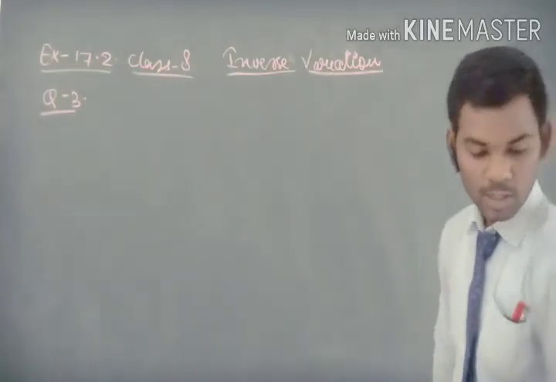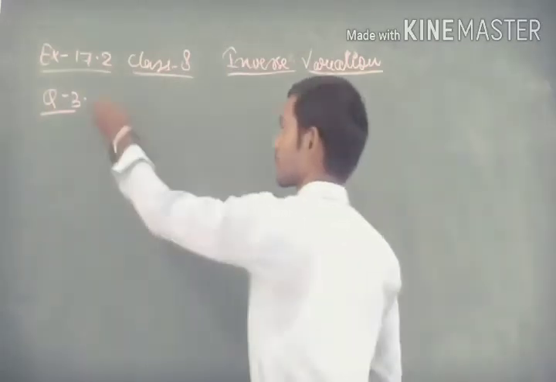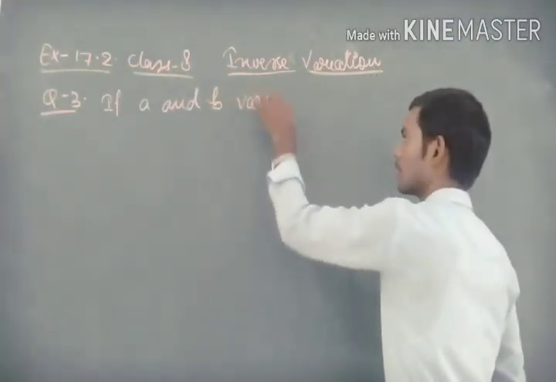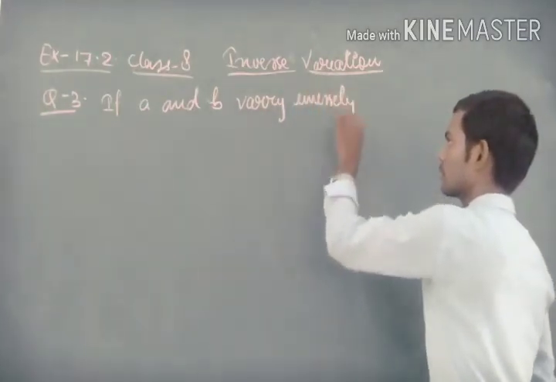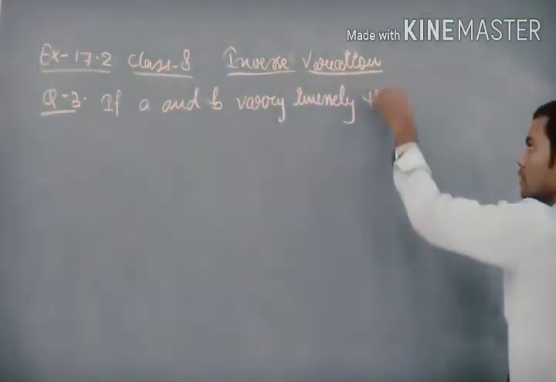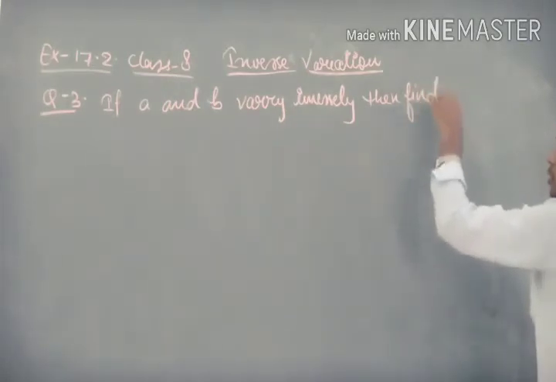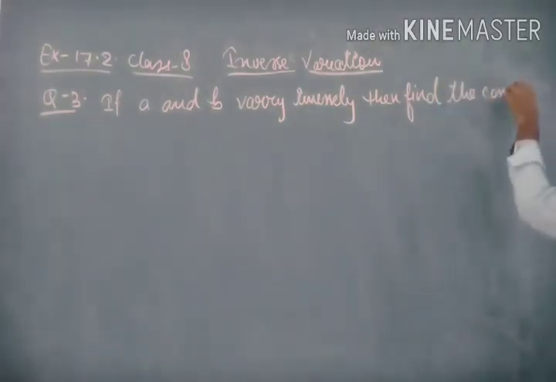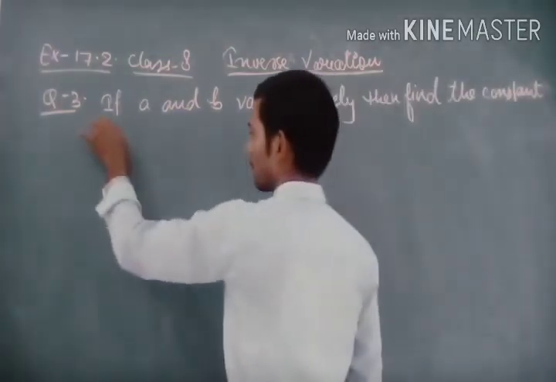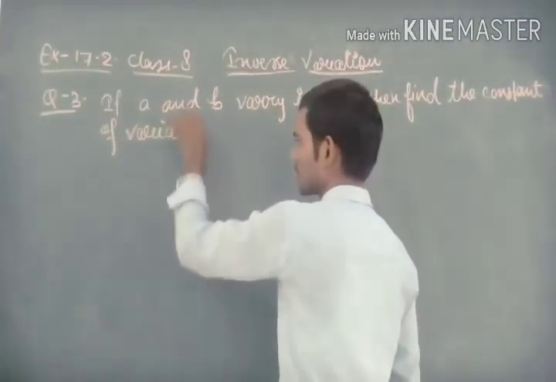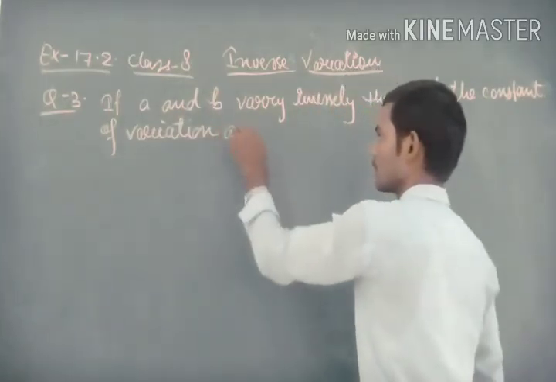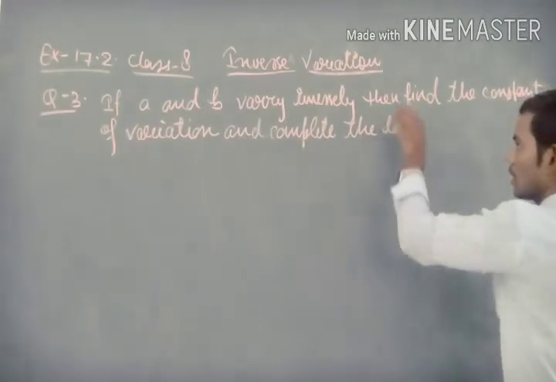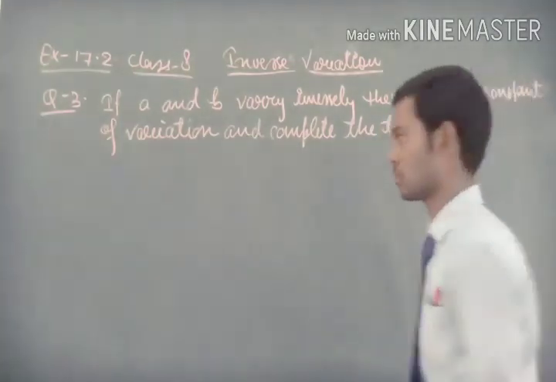So here is a question given: if A and B vary inversely, then find the constant of variation and complete the table. Okay, so the table is given here.